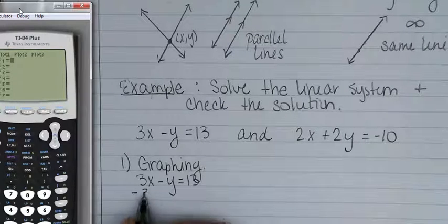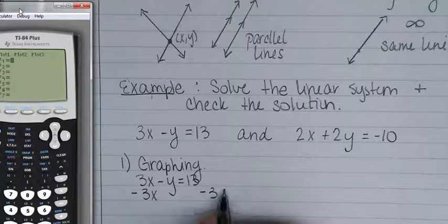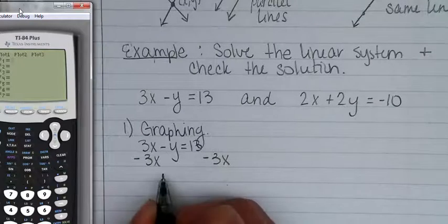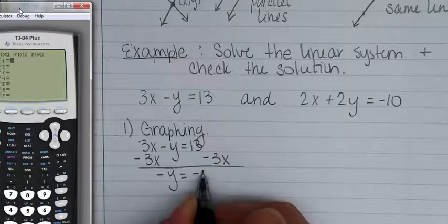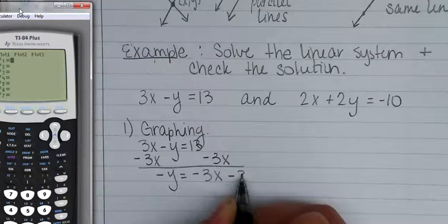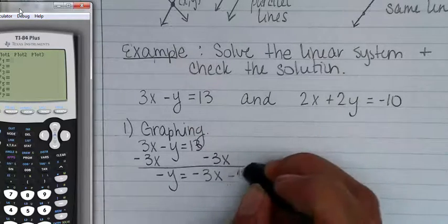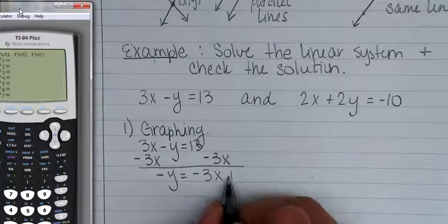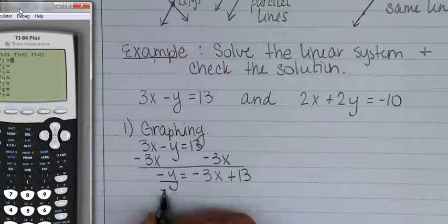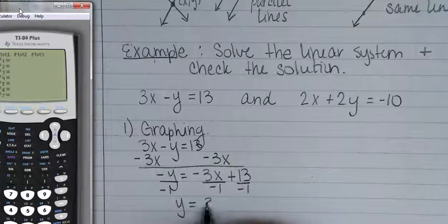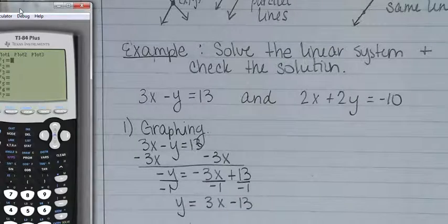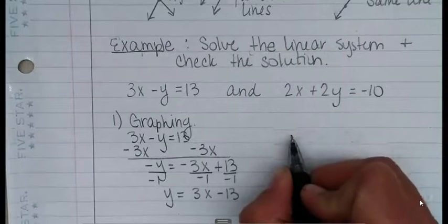Okay, so I'm going to subtract 3x from both sides. Oops, I just did that. Plus 13. And then divide both sides by -1. That's the first equation. Other equation.